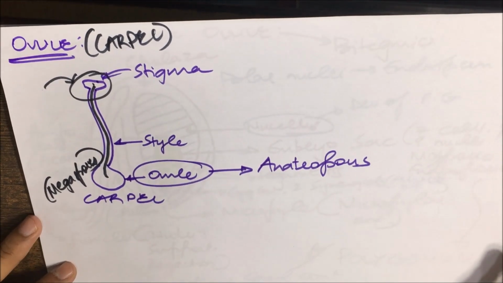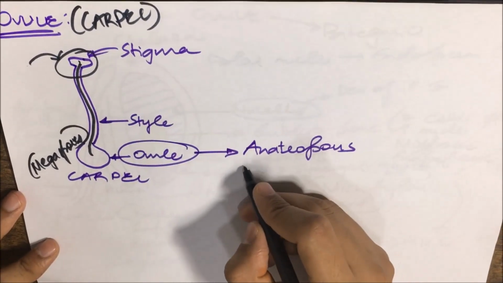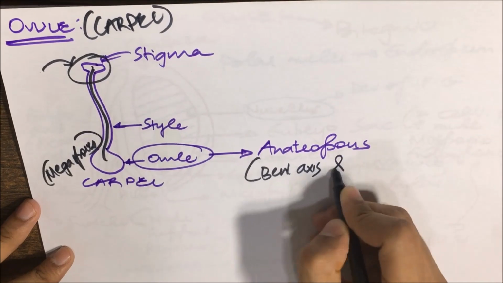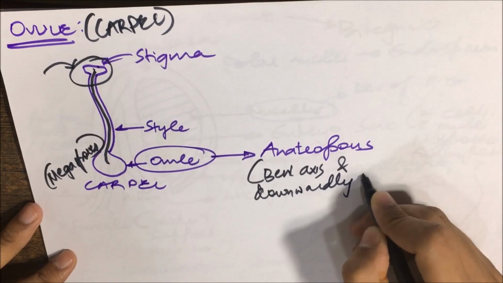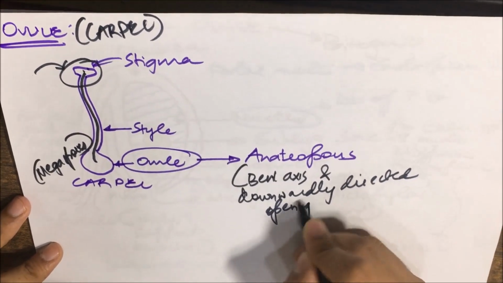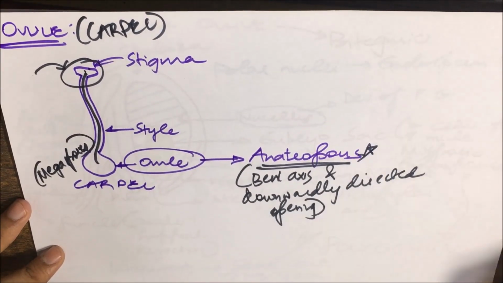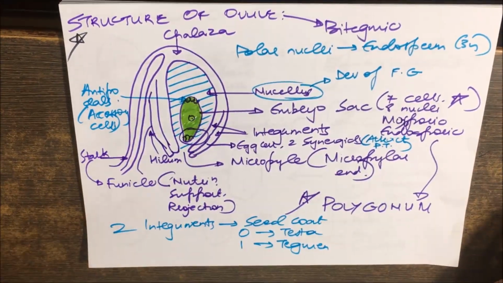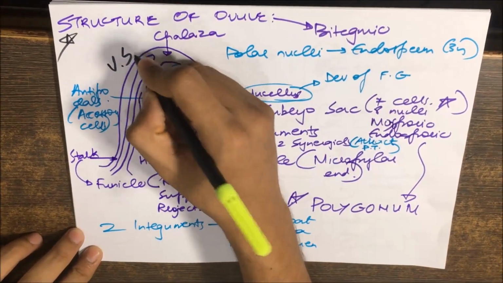The ovule is generally anatropous, which is having a bent axis and a downwardly directed opening, and is known as the anatropous ovule, which is most common in angiosperms. Now we'll be talking about the structure of an ovule. This is the vertical section of an ovule.